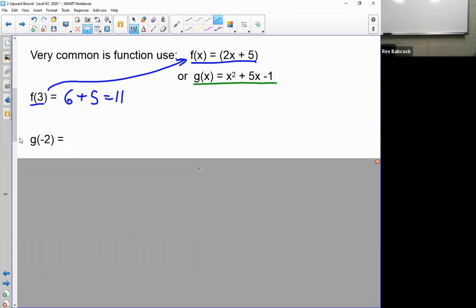G of -2. Well, that one tells me I'm looking at this function here. It says square. Okay, so I have -2 squared. I'm going to write it down. It says 5 times the number. Okay, 5 times -2 minus 1. I use order of operations. -2 squared is 4. 4 plus 5 times -2 is -10.